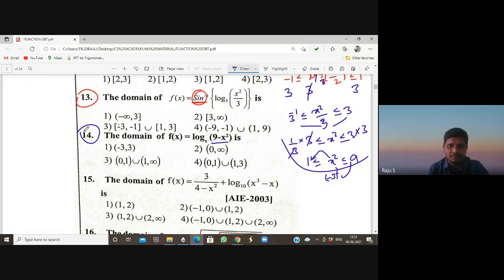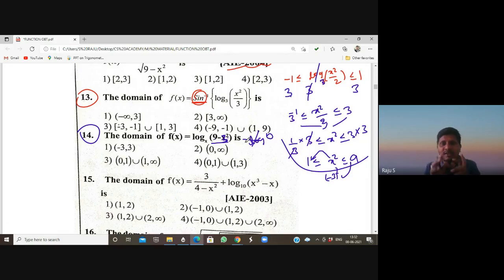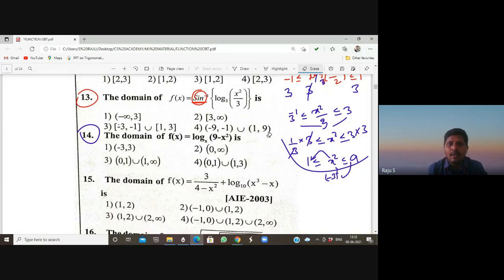Right, next, the 14th question. Here also, if you see, it does not exist for 3. Substitute 3 here in place of x: 9 minus 3 square. Yes or no, students? 9 minus 3 square means log 0 we will get. When you substitute, log 0 is undefined. So x should not be 3. If you see the options also, they are clearly given as open interval. Because of that reason, x should not be 0.